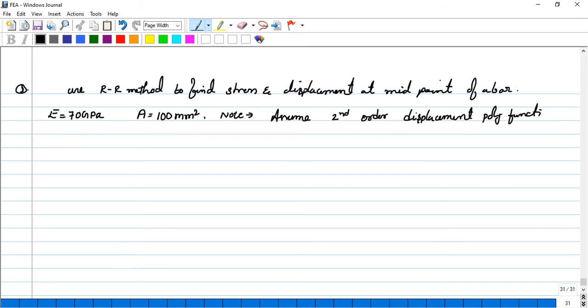As I said, in problems they may specify what we need to assume. Here they have directly given it, no worries on that. So we have to assume the second order polynomial displacement function. So the problem is in this way. Let me draw the sketch. We have a bar element.